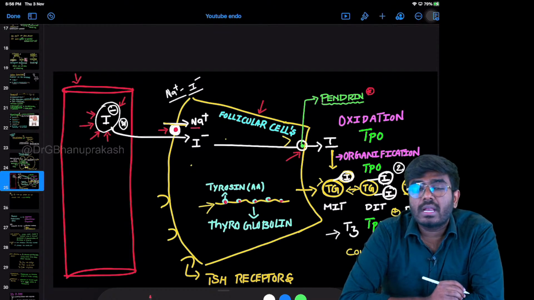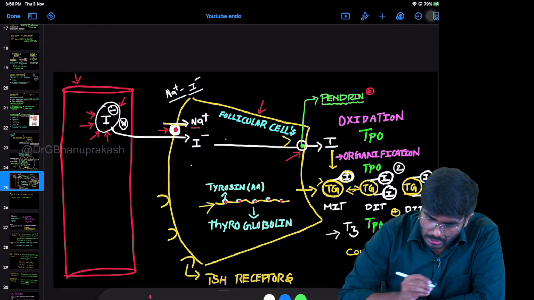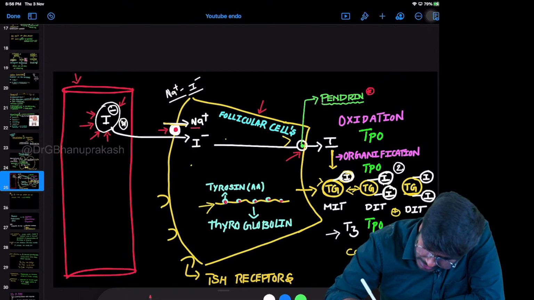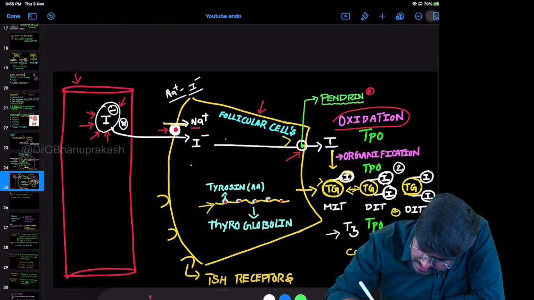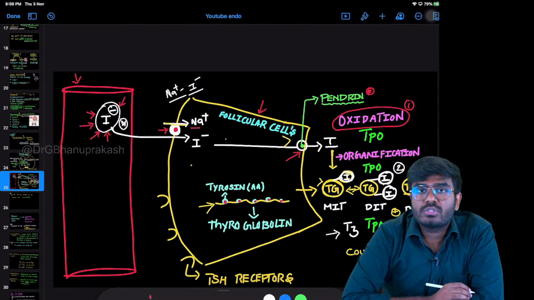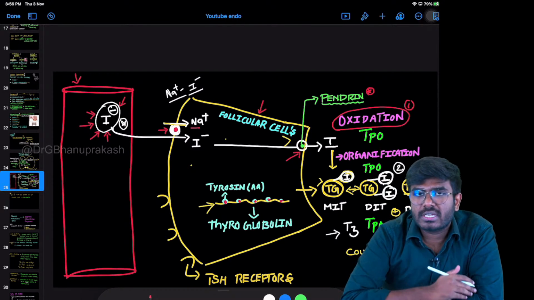Now we have to take out that negative charge. The negative charge will be neutralized with the help of a process called oxidation. The first step is oxidation. What exactly is oxidation? We are taking out the negative charge. Oxidation.